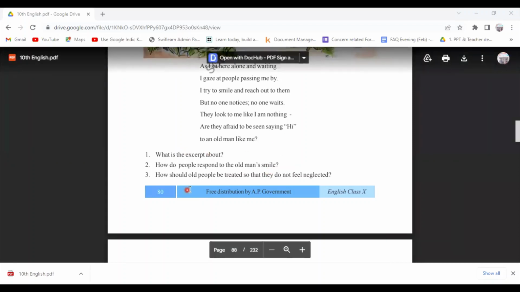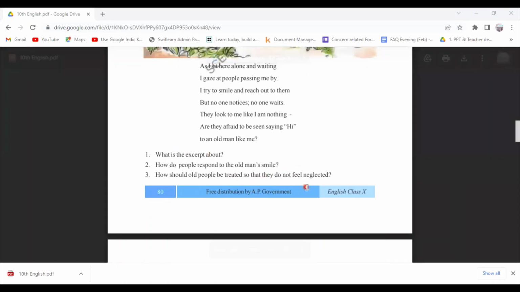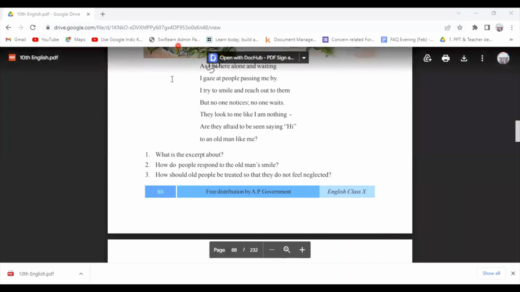So how should old people be treated so that they do not feel neglected? This will be completely your own perception.